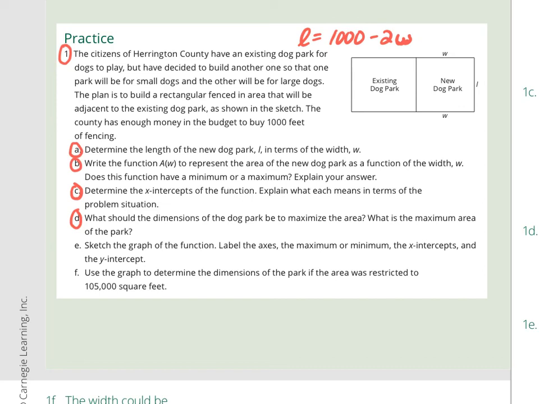All right, part B, write a function A of W to represent the area of the new dog park as a function of the width. Now again, the length right here is 1,000 minus 2W. So to get the area, I'm going to take W, which is that side, times this side. So I need to write an equation that says W times 1,000 minus 2W.